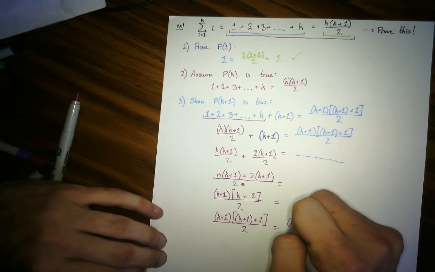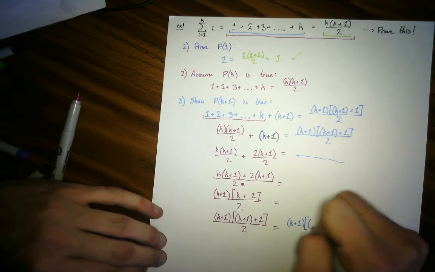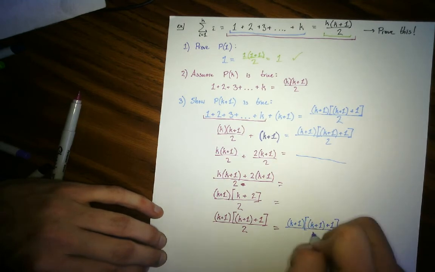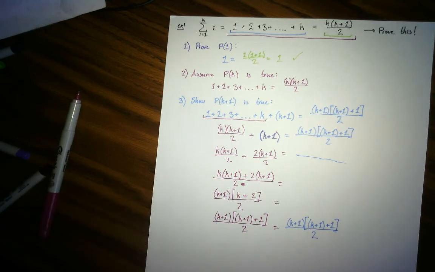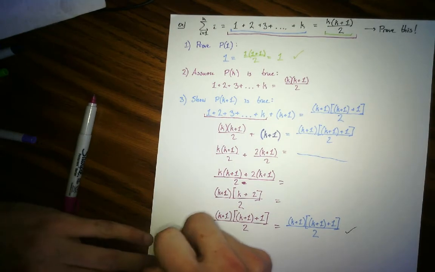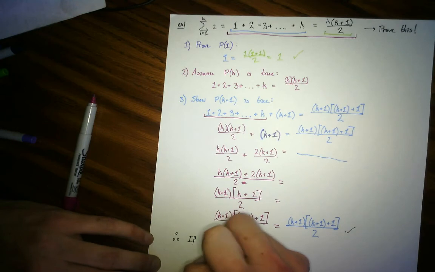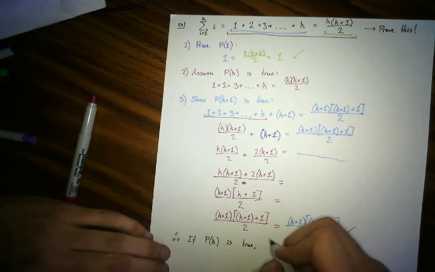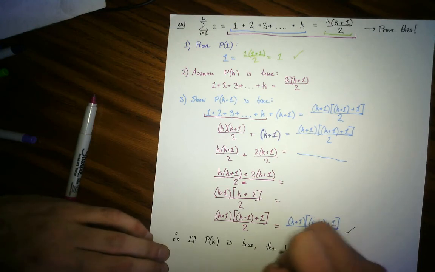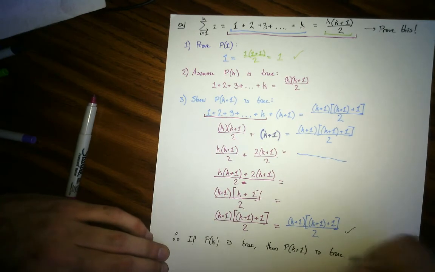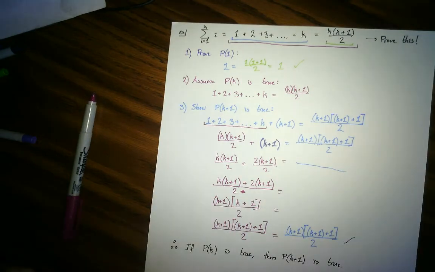K plus 1 times sum of k plus 1 and 1 all over 2. Okay, so that's all there is to this proof, and we figured it out. Check. Therefore, if P of k is true, then P of k plus 1 is true, and therefore our original theorem is true.